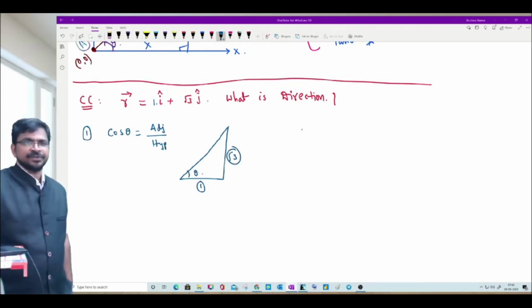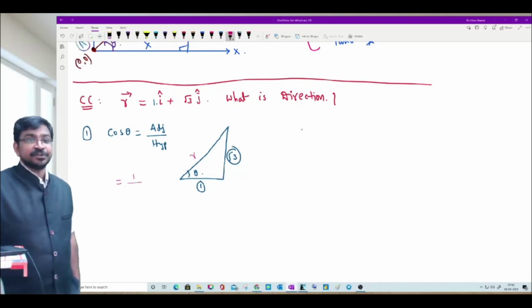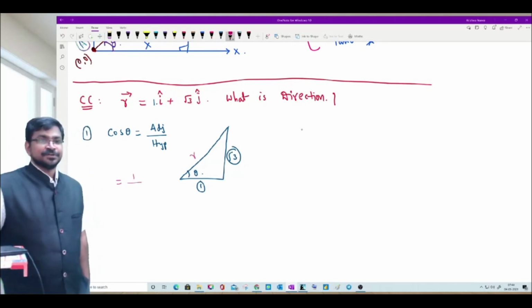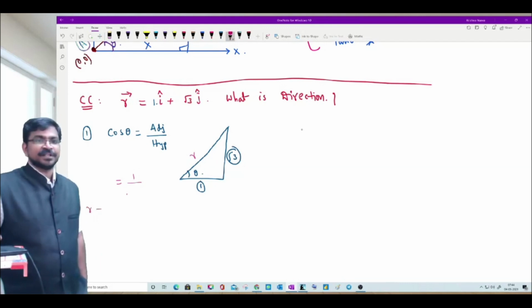Adjacent by hypotenuse. Adjacent we know, adjacent is 1, by hypotenuse. You don't know the hypotenuse here. Hypotenuse is nothing but magnitude. So you should calculate the magnitude first. Square root of 1 plus root 3 square, 3, square root of 4, 2. And then cos theta can be taken now. Cos theta equal to x by r.